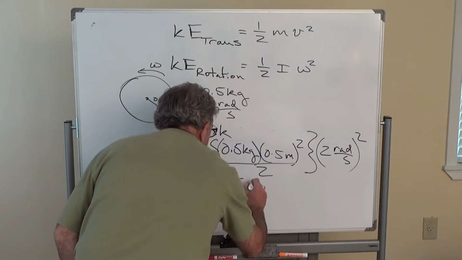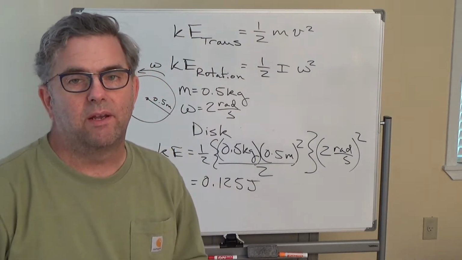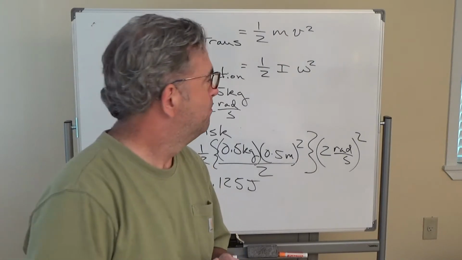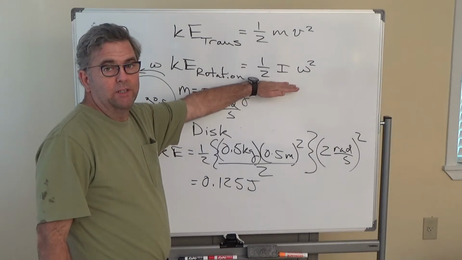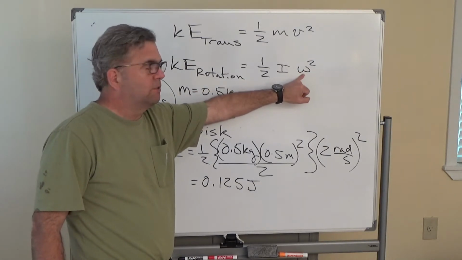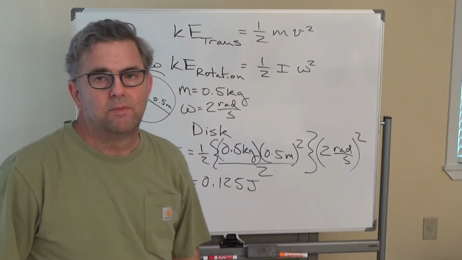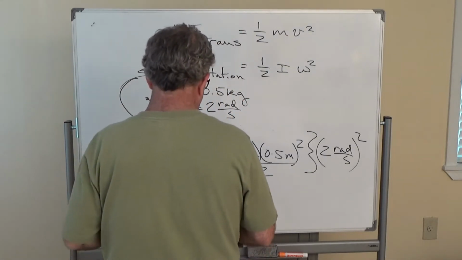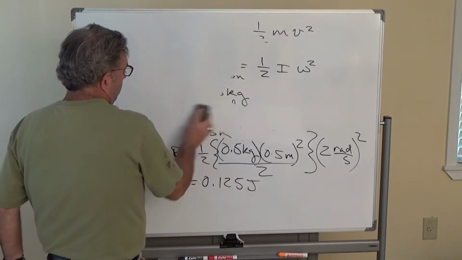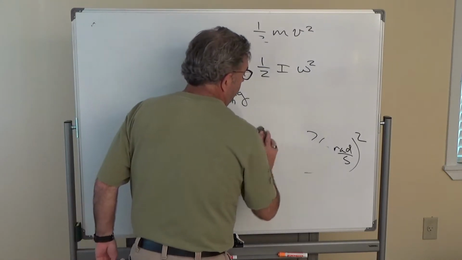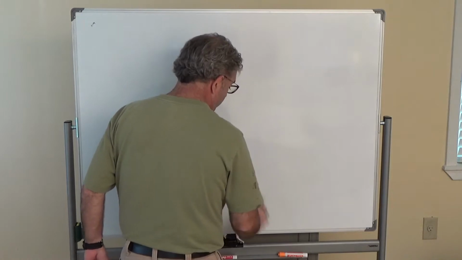Can't draw a J. Joules. All right. Not a whole lot of kinetic energy, a little bit. This is it, 1/2 I omega squared. This plays the role of the mass, this plays the role of the velocity. It is a velocity. It's angular velocity. So, we have the idea of energy or kinetic energy for an object that's rotating.